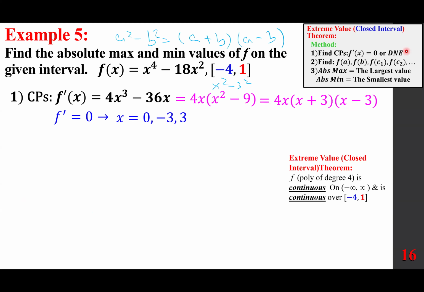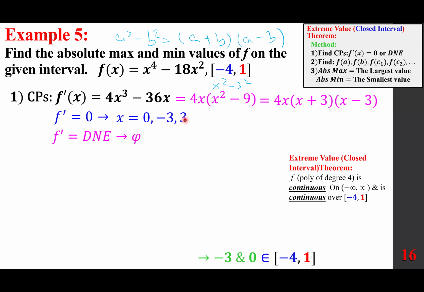F prime does not exist doesn't produce any solutions. Why not? F prime itself is a polynomial of degree 3 and it exists everywhere, the domain or continuity, if you will. Let's look at each number. Is 0 between negative 1 and positive 1? Of course. Is negative 3 in between? Of course. What about positive 3? No, it's larger than 1.